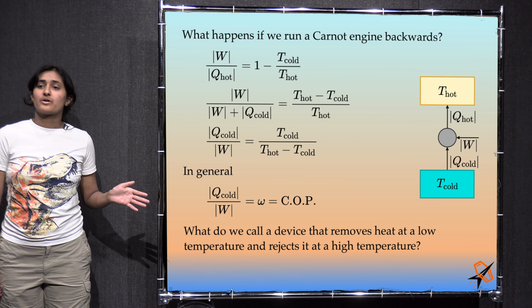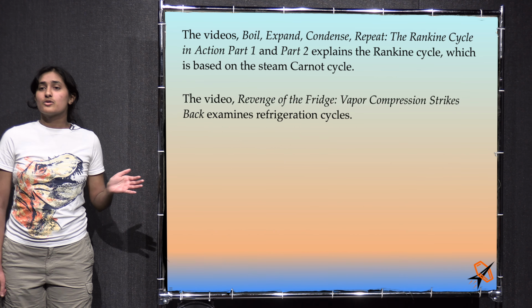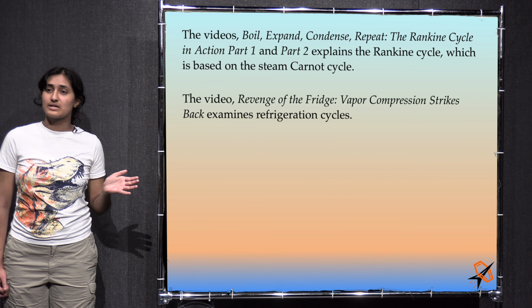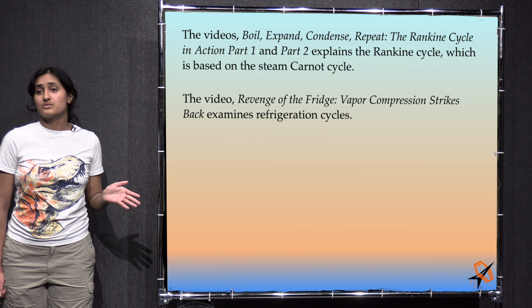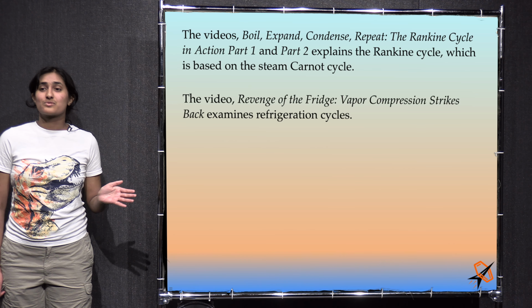So now you know how to run both the Carnot heat engine to generate work and a Carnot refrigerator to generate cold. The videos Boil, Expand, Condense, Repeat, the Rankine cycle in action, Part 1 and Part 2 explains the Rankine cycle, which is based on the Steam Carnot cycle. Finally, the video Revenge of the Fridge, Vapor Compression, Strikes Back, examines refrigeration cycles.